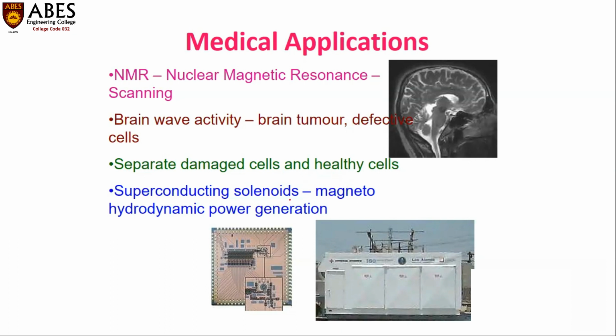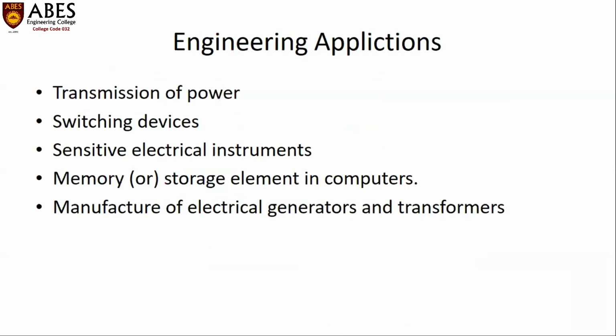Superconducting solenoids are very important again. This is based upon magnetohydrodynamic power generation, and through this we differentiate any particular cell which is prescribed as a healthy cell, and if something is different from the healthy cell, it is considered a damaged cell.